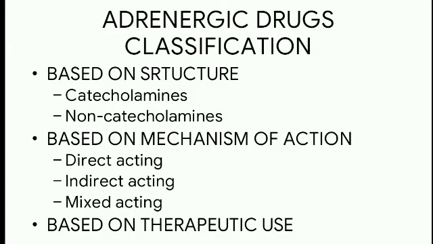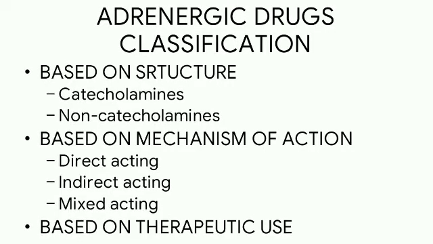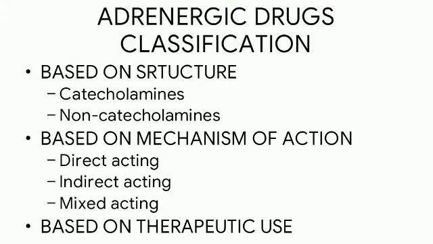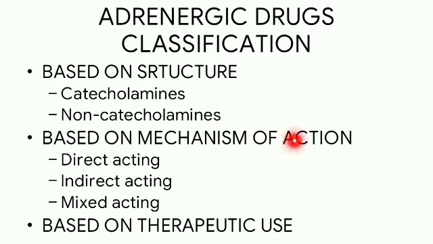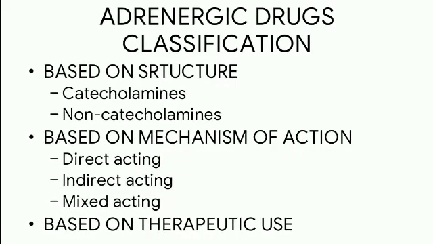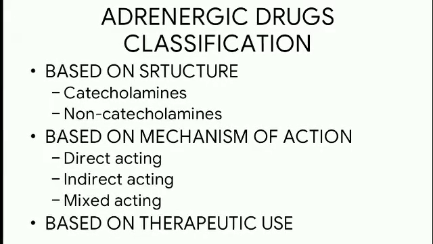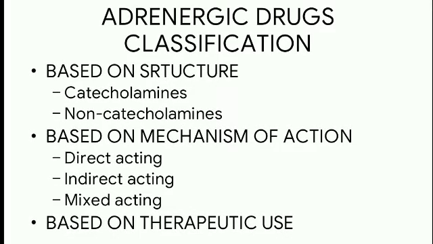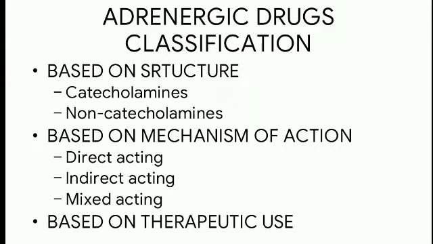Let's see the adrenergic drugs classification. They are classified based on structure into catecholamines and non-catecholamines. Catecholamines have a catechol nucleus in their structure, while non-catecholamines don't have a catechol nucleus. Next, based on the mechanism of action, they are classified into direct acting, indirect acting, and mixed acting. Direct acting drugs act directly on the receptors. Indirect acting drugs act by releasing noradrenaline. And mixed acting drugs act both directly and indirectly.